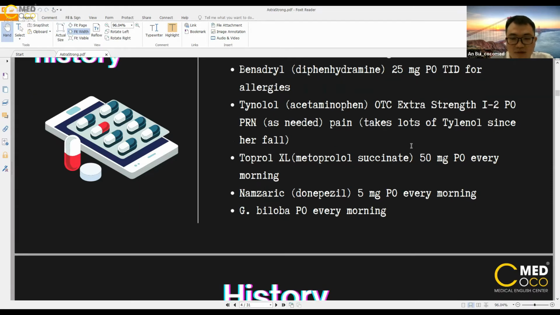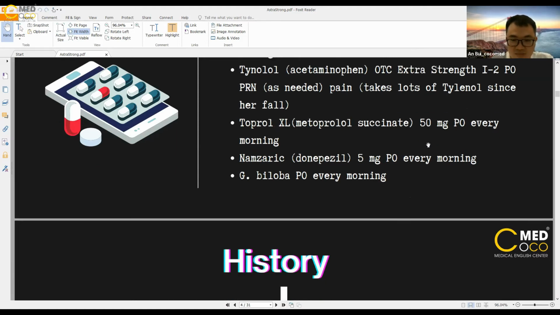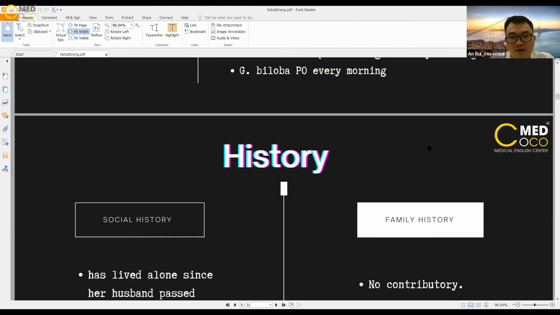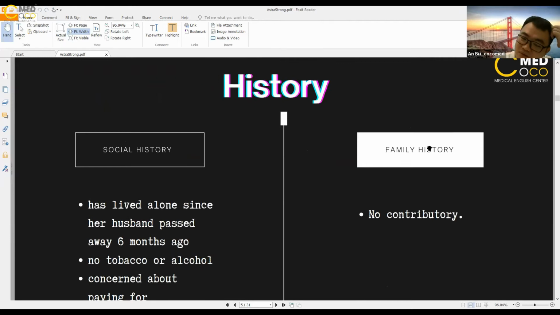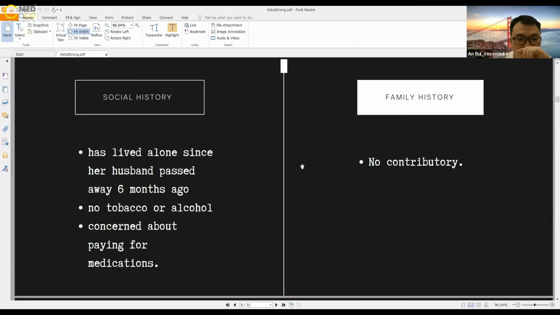She also takes metoprolol succinate 50 milligrams by mouth every morning, and the last one is donepezil 5 milligrams by mouth every morning. And recently she also takes ginkgo biloba, a herbal medication, also by mouth every morning. For the social history, she has lived alone since her husband passed away. No tobacco or alcohol consumption. She is also worried about taking medication because she's on a lot of medication recently.